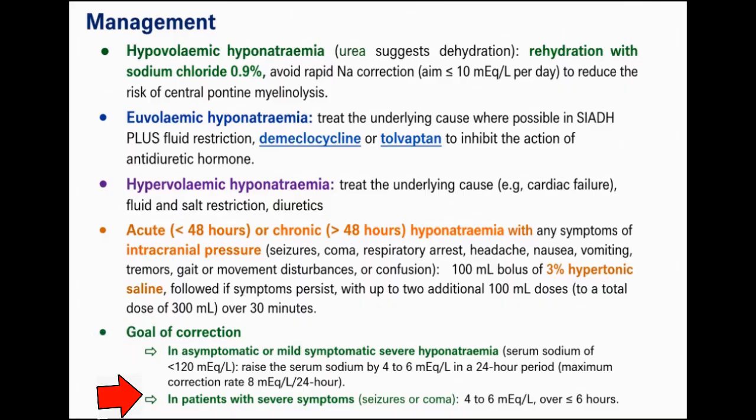B. Severe symptoms, seizures or coma. The immediate goal is to increase serum sodium by 4 to 6 mEq per liter within the first 6 hours. This small increase is usually enough to reduce cerebral edema and improve neurological symptoms. After that, correction should slow down to avoid overcorrection.